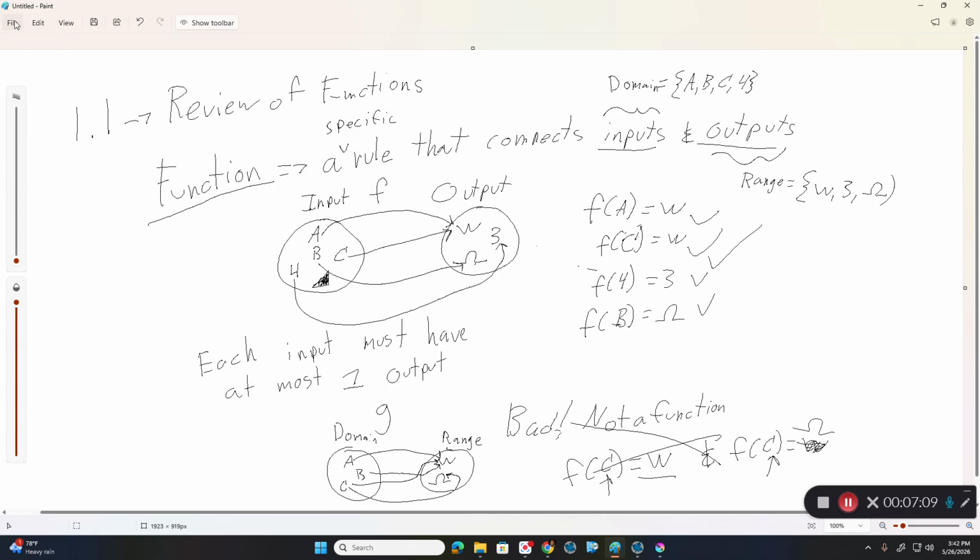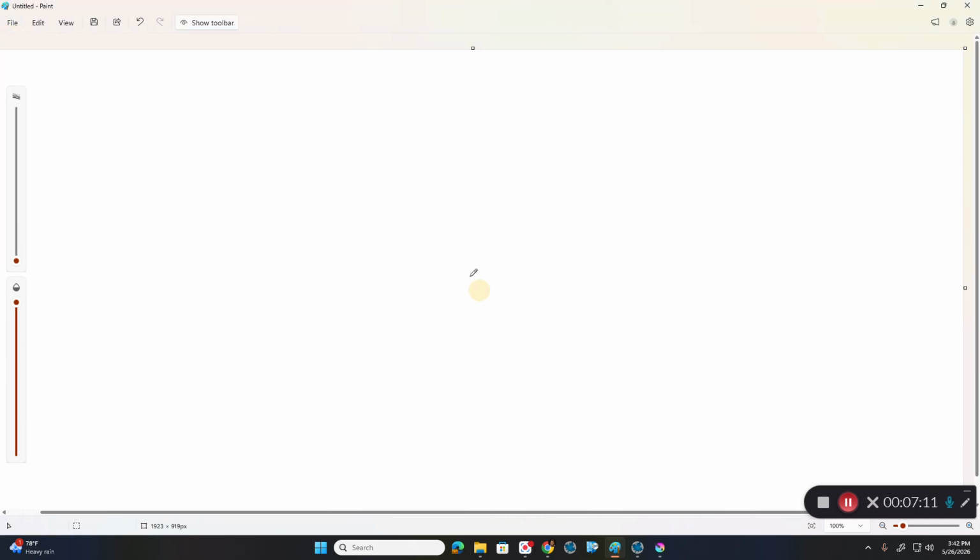So, let's get a new board. A couple other questions that we might have when it comes to these functions is, how can we represent them? The first way is what's sometimes referred to as a list. I might say we're going to call them ordered pairs. And this is something you've hopefully seen a lot in a college algebra class.